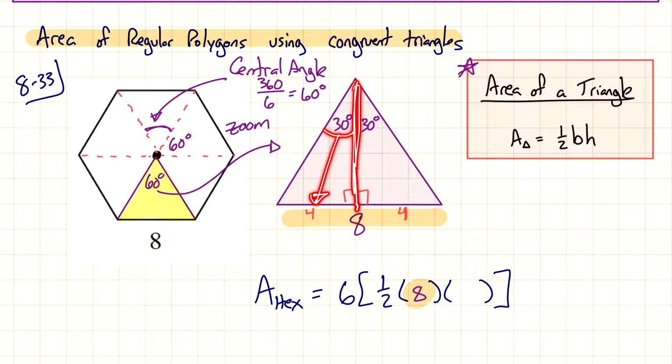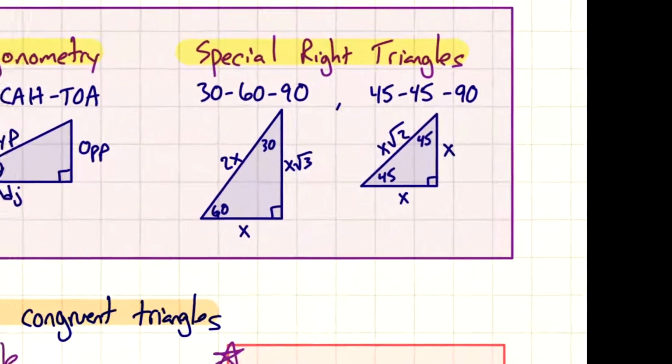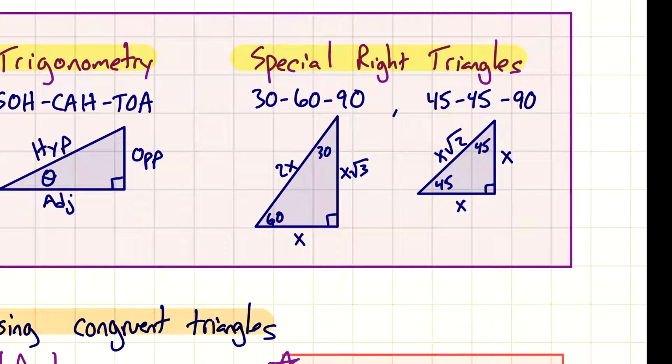All right, so if you don't remember, definitely look back at the tools that we went over. So if I know the short leg is 4, what does the long leg equal to? So let me go back up here. If the short leg is 4, then what does the long leg equal to? All right, so x and x root 3, so this must mean this is 4 and 4 root 3.